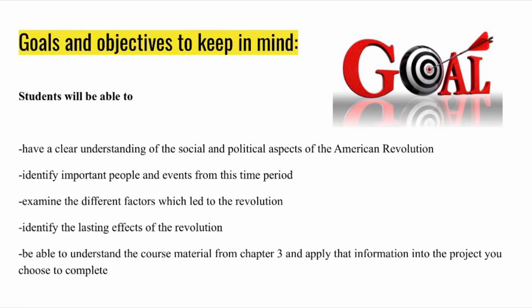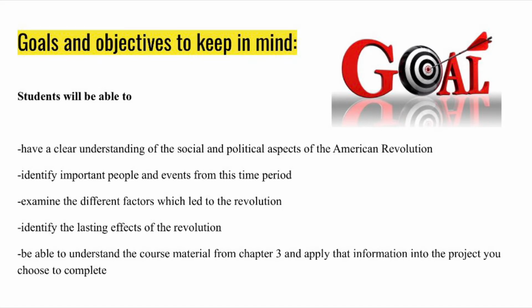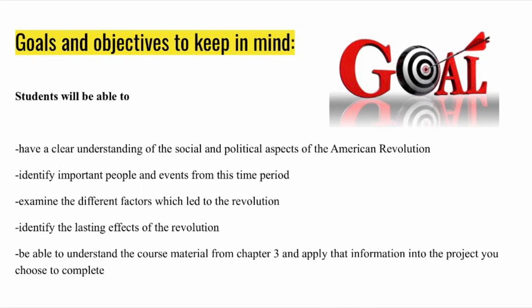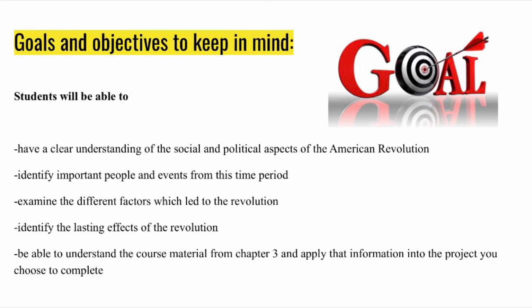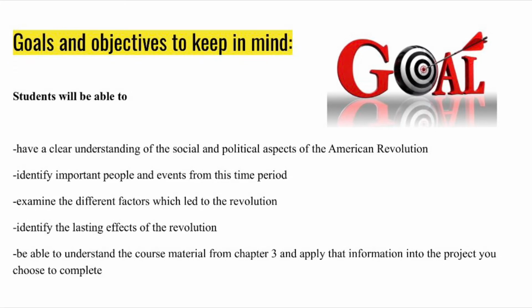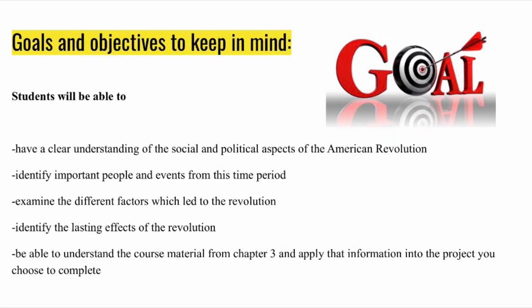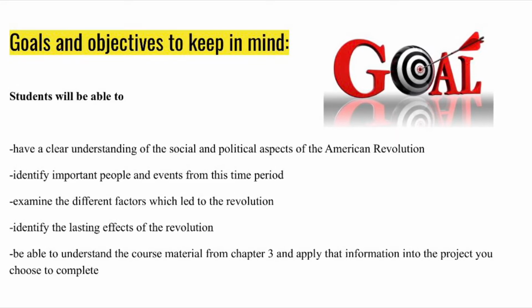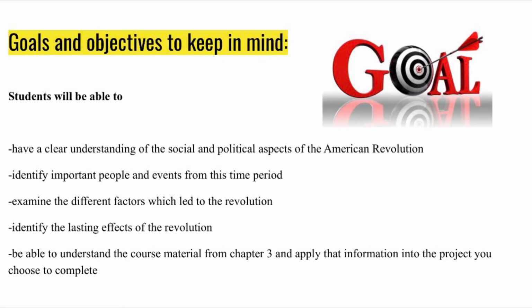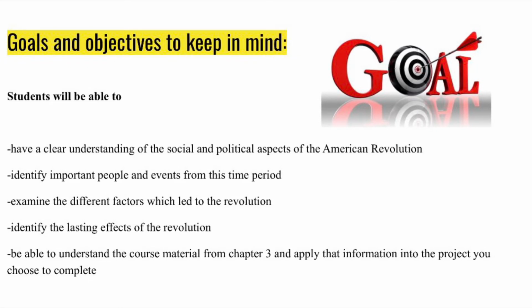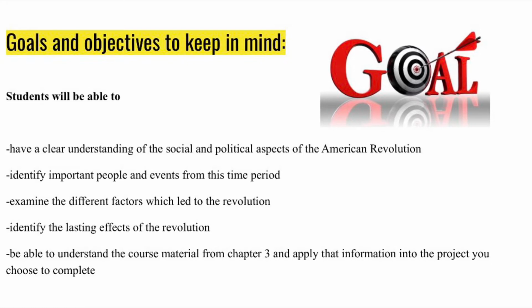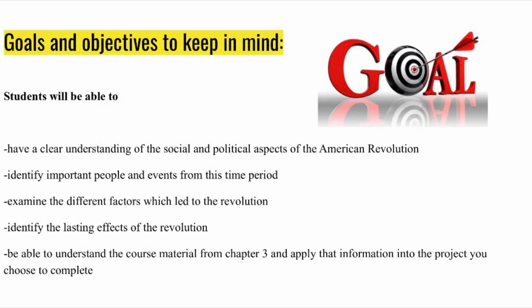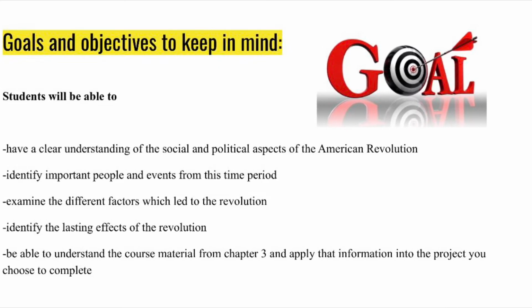So I want you guys to have a clear understanding of the social and political aspects of the American Revolution. It's important that you're able to identify important people and events from this time period. You should be able to examine the different factors which led to the revolution and identify the lasting effects of the revolution. So I want you to be able to take all the material, all the notes, and all the homework assignments that you've done from Chapter 3 and use that towards your project that I'm going to have you complete.